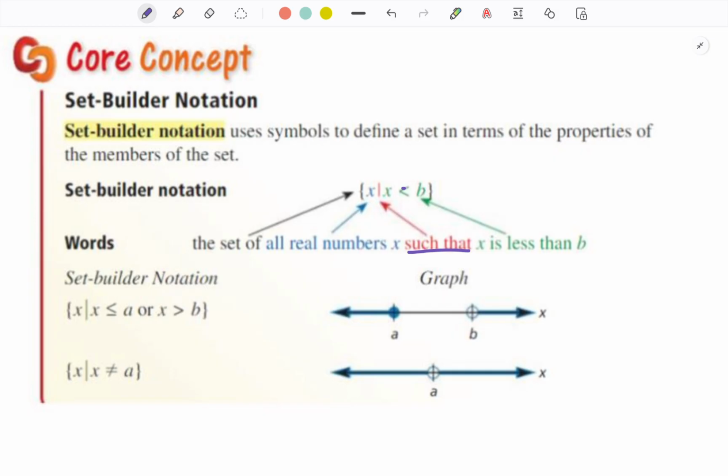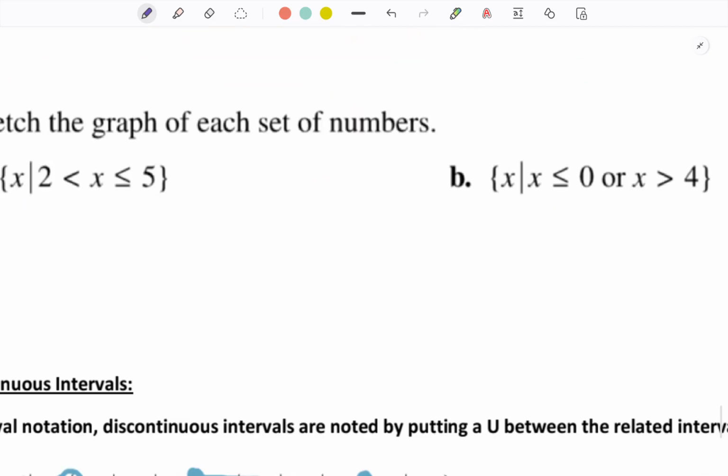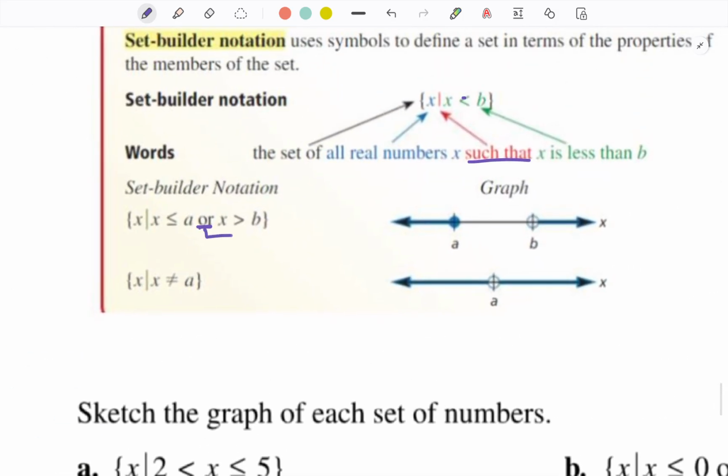So you can have notation where you have a break in the number line. And so you have the inequality for the first piece, like x is less than or equal to a. And then you have an inequality for the second piece, which is x is greater than b. And they're separated by or. So, or shows the break. And then we will discuss here in a minute how to handle that when you have interval notation.